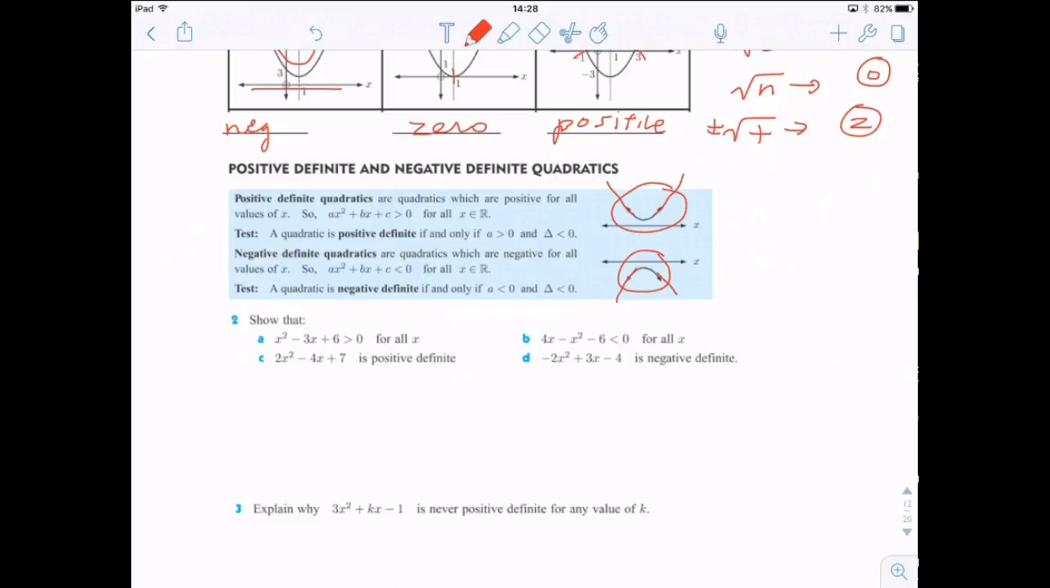Okay, so that's just what that means. Positive definite means it doesn't cross the x-axis. It's always above it. Negative definite means it never crosses the x-axis. It's always below it.